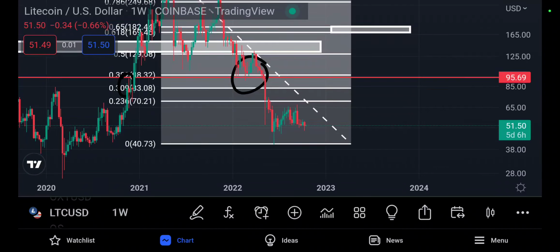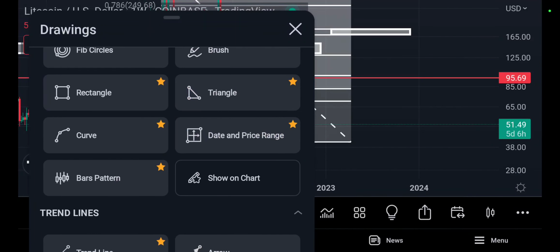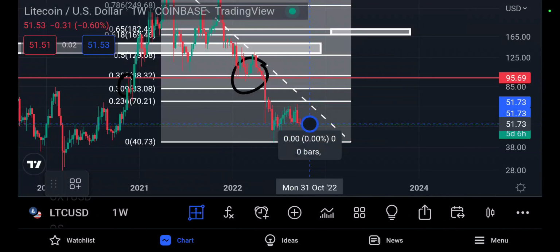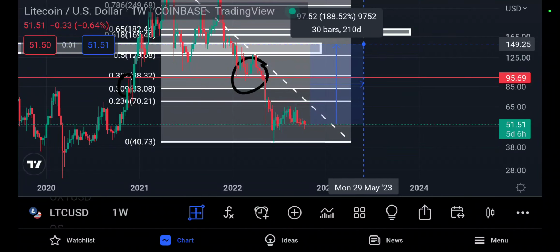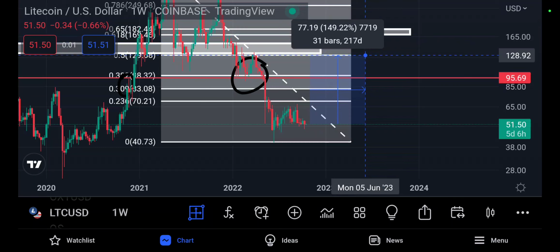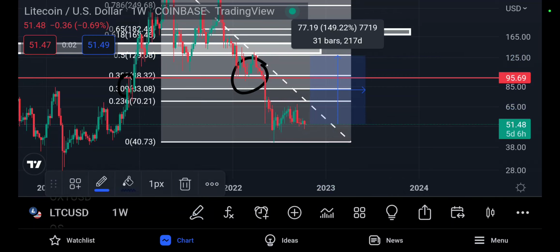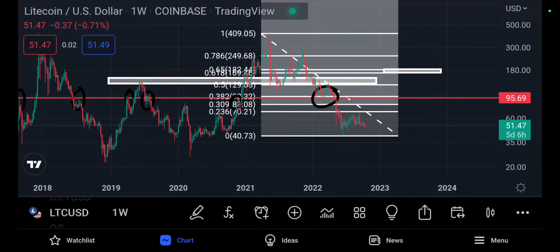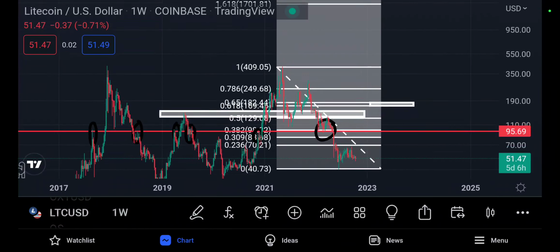So from current price of $51, that would be a 224% increase, or to the 0.5 Fibonacci on this Fibonacci retracement, 149% gain, almost 150% gains. I don't know when this stuff can happen, but this is exactly what the charts are showing.